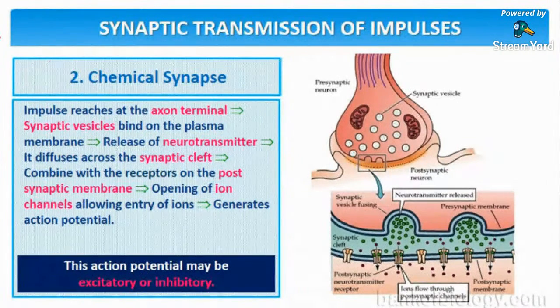So chemical synapse happens like this. The impulse reaches the axon terminal. The synaptic vesicle binds to the plasma membrane and releases the neurotransmitter, which diffuses across the synaptic cleft and combines with the receptors on the postsynaptic membrane, opening the ion channels and generating the action potential. The impulse may be either excitatory or inhibitory.